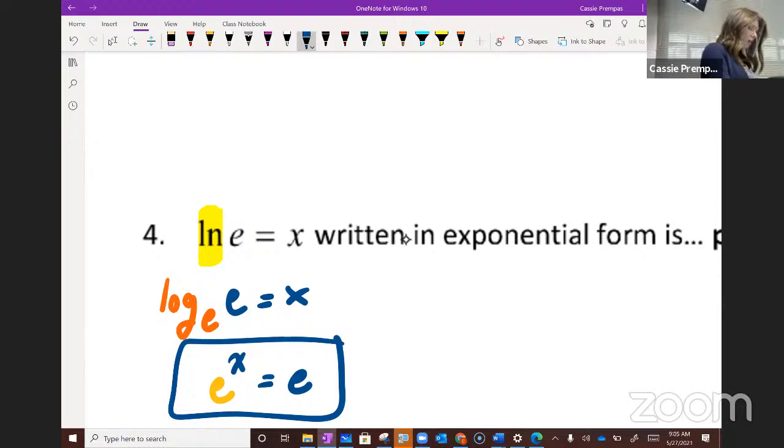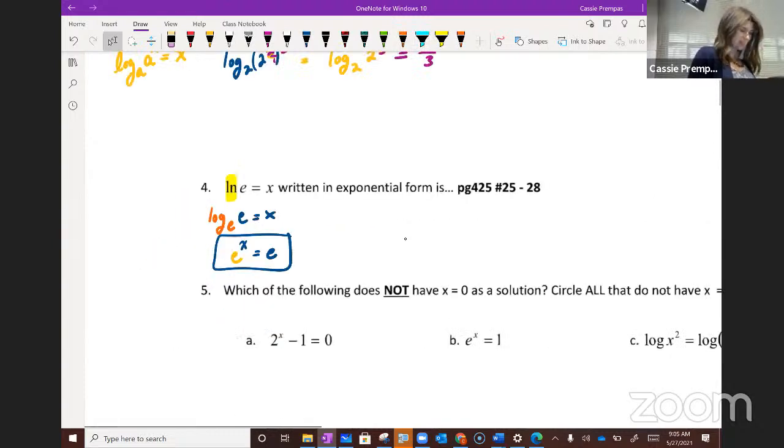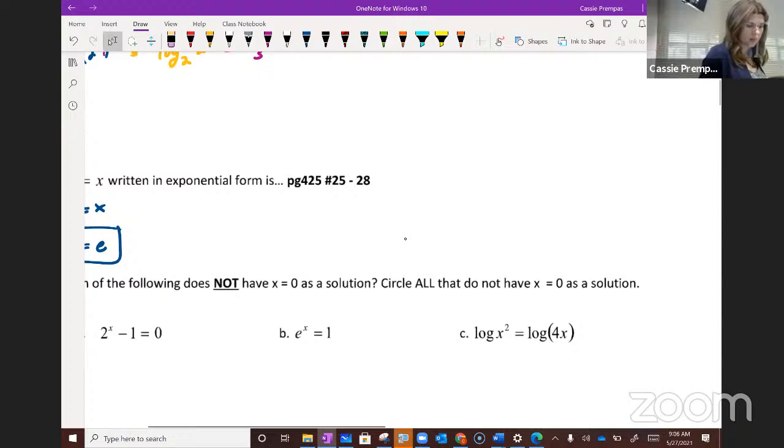If I asked you to solve that, what would be the answer for x? 1, exactly. e to the first is equal to e. Okay, number 5. Which of the following does not have x equals 0 as a solution? Circle all that do not have x equals 0 as the solution.